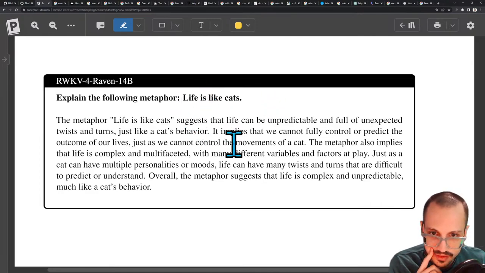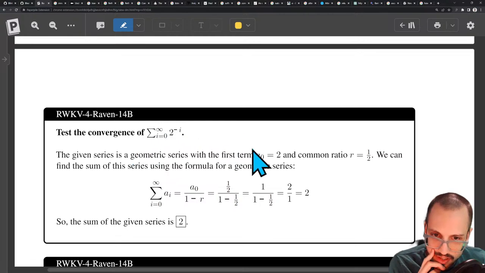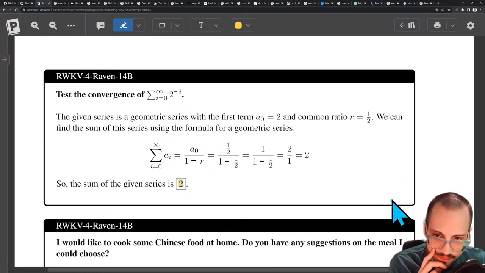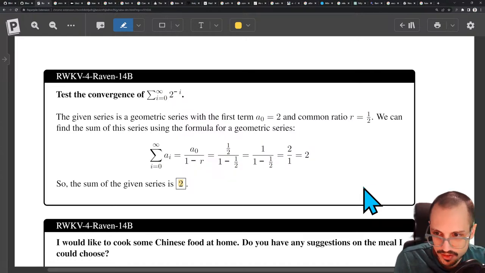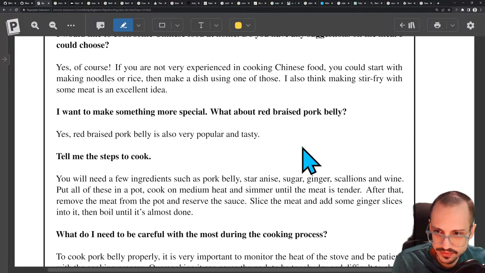Life is like cats. Life can be unpredictable and full of unexpected turns, such as a cat's behavior. Test the convergence of 2 to the negative i from 0 to infinity. So you're summing 2 to the negative 0, then 2 to the negative 1, then 2 to the negative 2, then 2 to the negative 3, and so on. This is a geometric series. The first term is 1, and the ratio is 1 half. The sum of the given series is 2. Sum of infinite series. I don't know if I've ever had to do that. I feel like I got taught that in school, and then it just disappeared in my brain. I would like to cook some Chinese food. Stir fry. Pork belly.